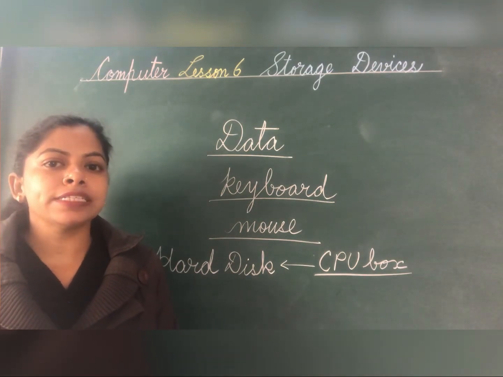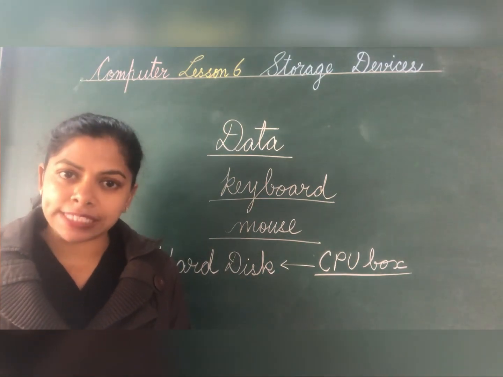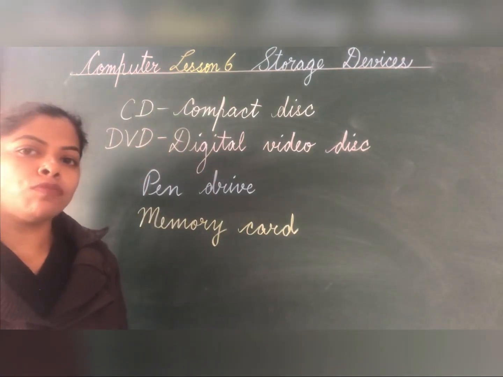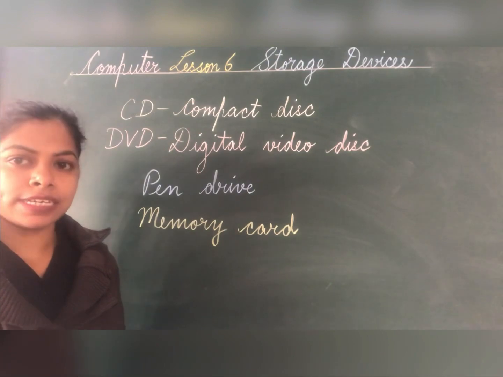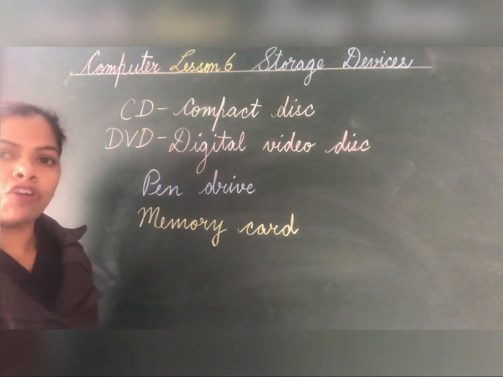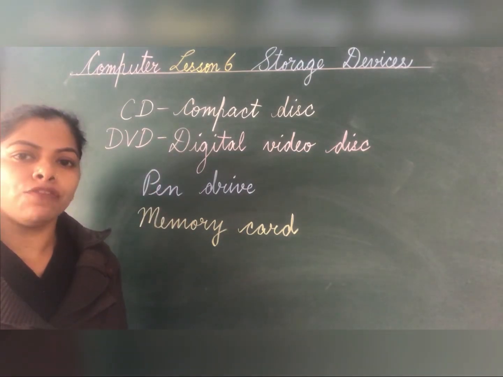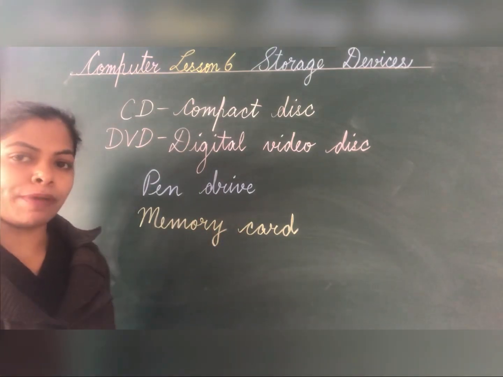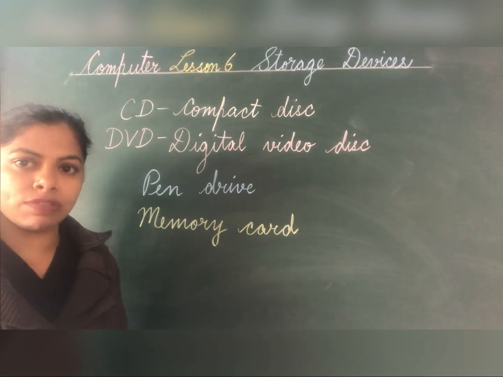Now children, let us study about few storage devices. CD. Full form of CD is compact disc. DVD. Full form of DVD is digital video disc. Pen drive and memory card. About all four storage devices we will study.